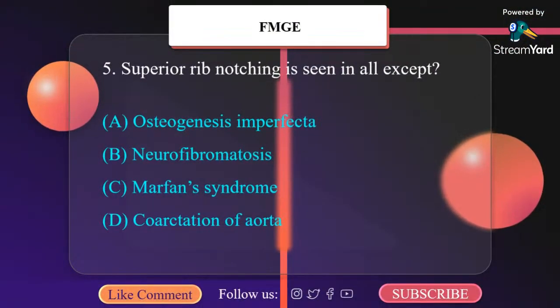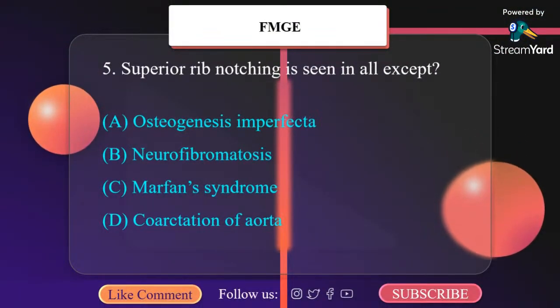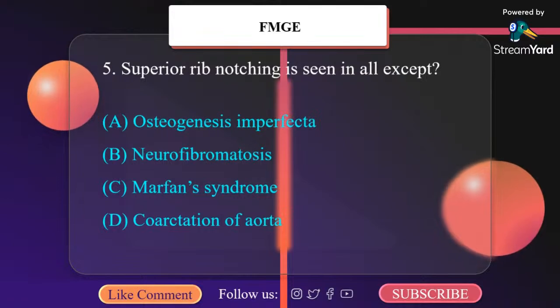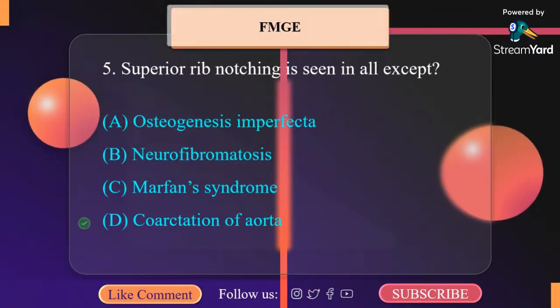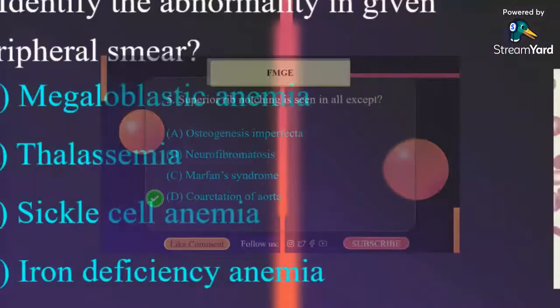Superior rib notching is seen in all except A. Osteogenesis imperfecta, B. Neurofibromatosis, C. Marfan syndrome, D. Coarctation of aorta. It is coarctation of aorta, where inferior notching of rib is seen.